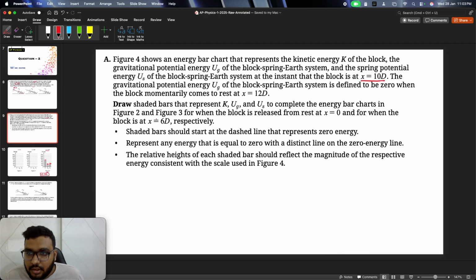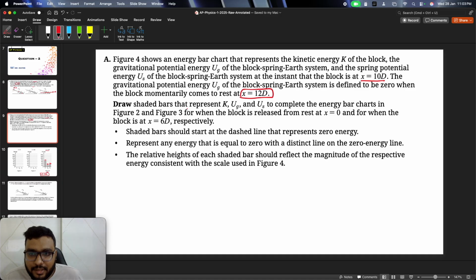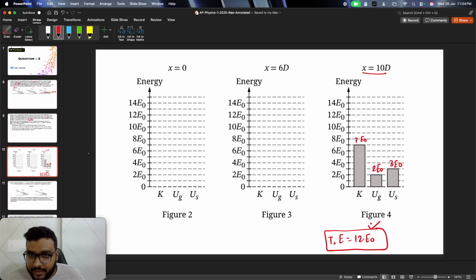Now the gravitational potential energy UG of the block-spring-Earth system is defined to be 0 when the block momentarily comes to rest at x equals 12d. So we consider this line as the reference line where the potential energy is 0. Now draw shaded bars that represent the values of kinetic energy, UG, and US to complete the energy bar charts in figures 2 and 3. So we need to work out the charts for x equals 0 and for x equals 6d.